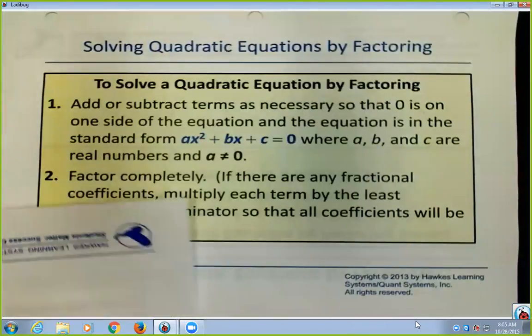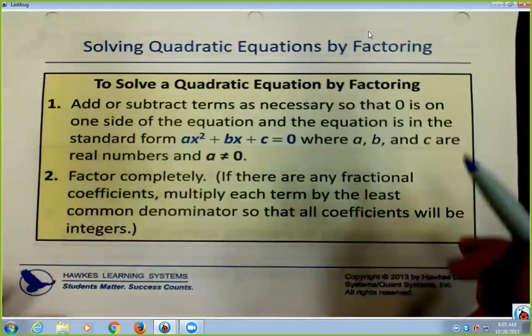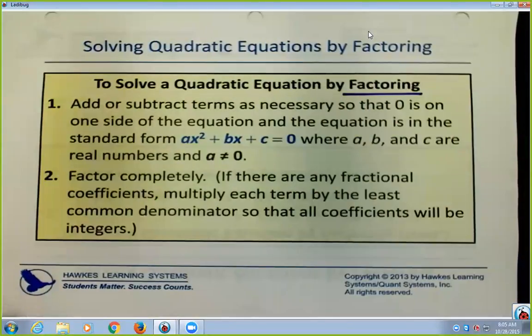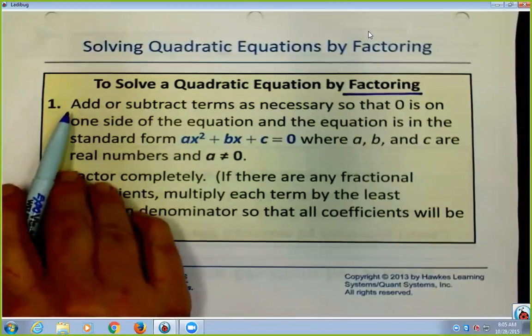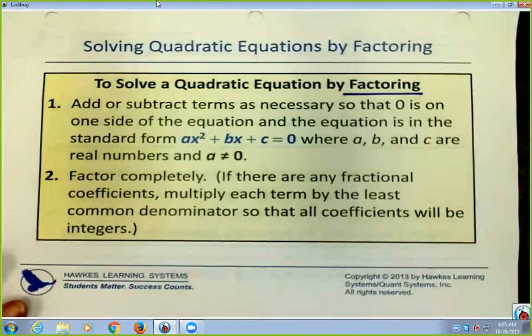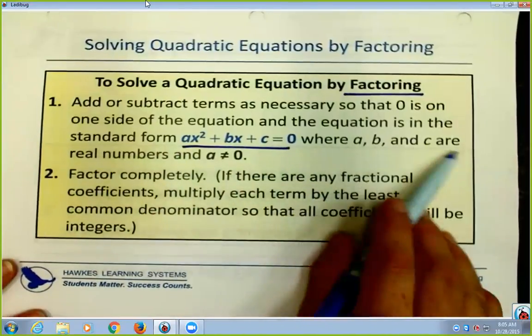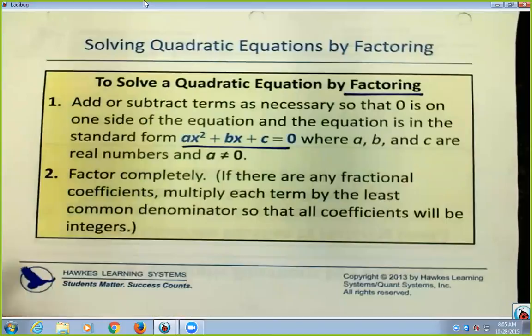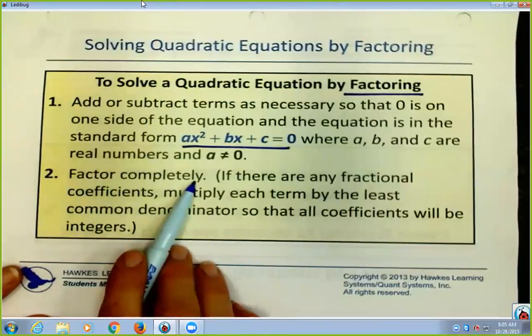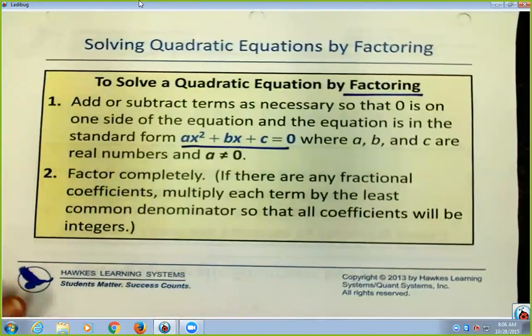So then, if we continue on, we're going to solve these by factoring. So factoring we've been doing for an awfully long time. And of course, that's add or subtract terms as necessary so that 0 is on one side of the equation, and the equation is in standard form where a, b, and c are real numbers and a does not equal 0. Then you're going to factor it completely, and we've been doing this, nothing new. So it's just taking your skills that you've had from before and putting them to work.